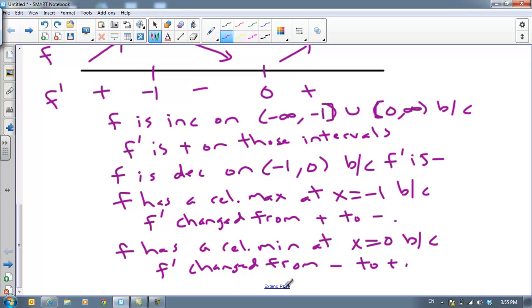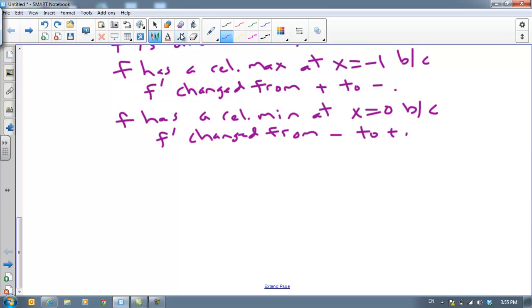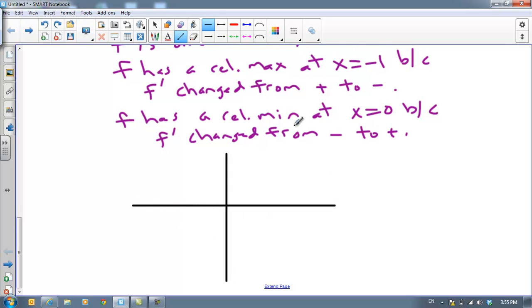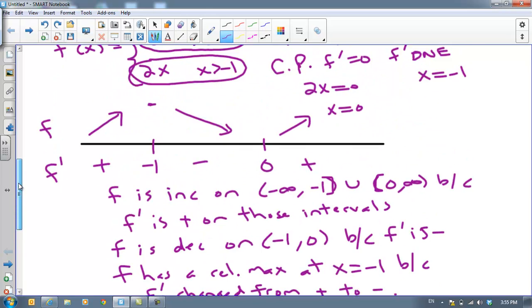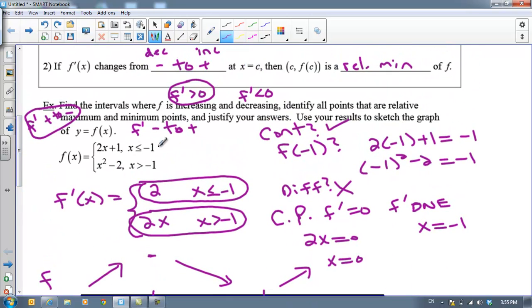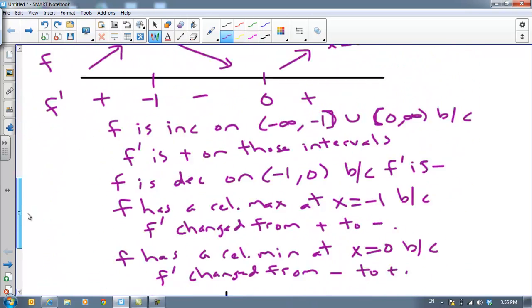Now I have to sketch a graph of this thingy with all of that information up there. So let me go grab a line and see how we can do with this. I'll grab 2 lines. Alright, so we were increasing until we get to negative 1, so that's pretty important. Negative 1 is important. We also have a minimum value at 0. We have a maximum at negative 1. So I think that's really all I need to do this. And I can tell from this equation that to the left of negative 1, it's the line y equals 2x plus 1.